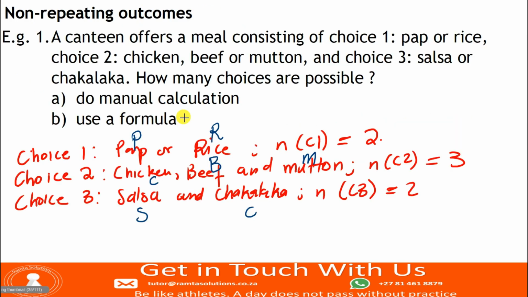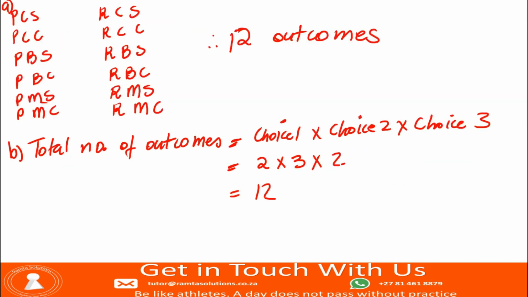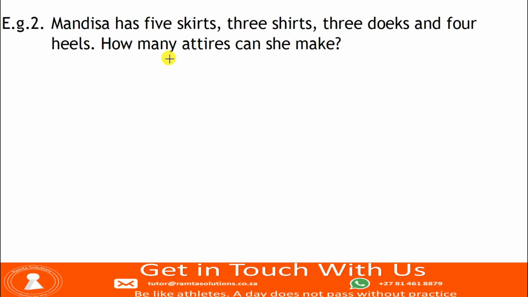Now, I hope you guys were able to see this. Okay, so that was the first example. Let's try another one. I'm saying non-repeating because none of the choice outcomes here are repeated. You're going to see the repeating ones. Now, let's check the second example.